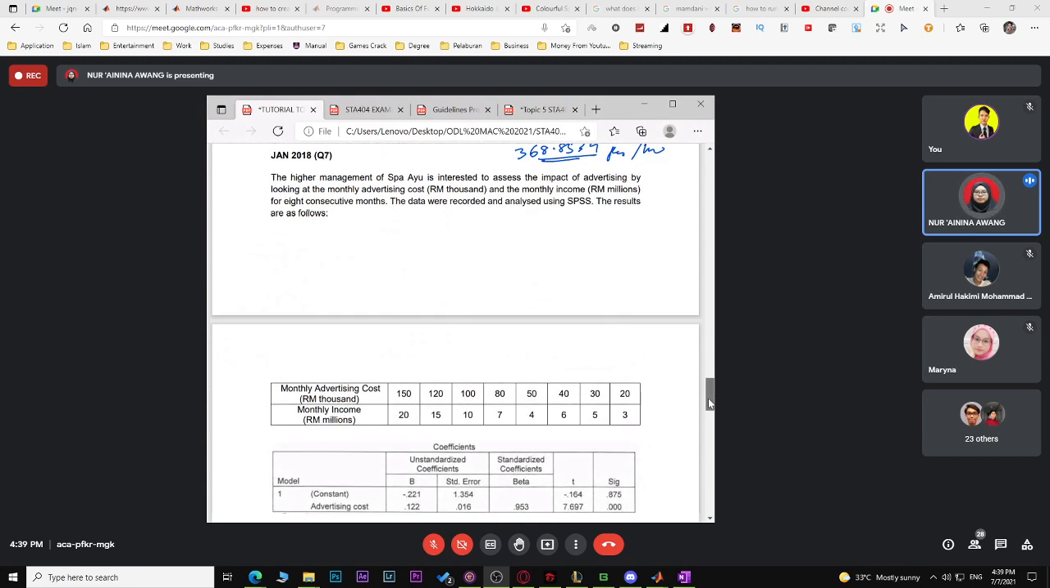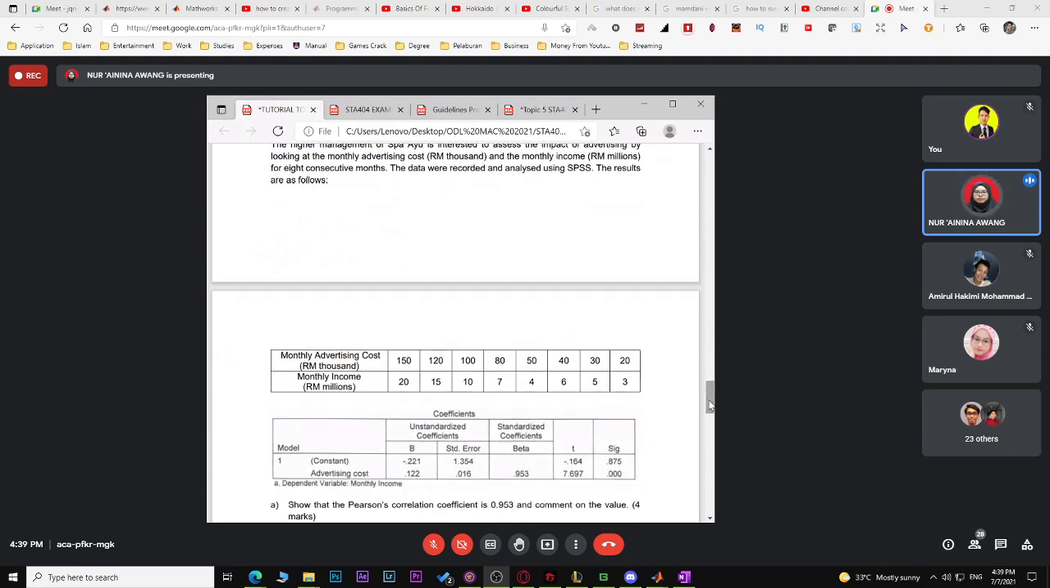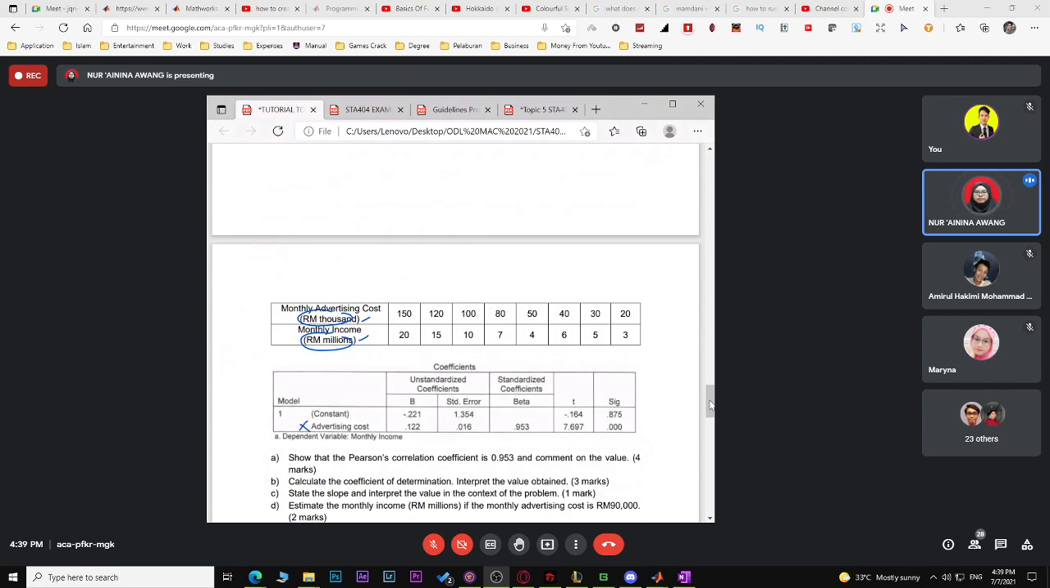So in this case, you need to be careful since both variables ada unit dia. So ini dalam thousand, ni dalam million. Okay, you kena hati-hatilah. But when you substitute the value into the calculator, if the question asks you to show, you just masukkan 150 dengan 20 sahaja. Okay. So dalam case yang ini sama, you need to check which one is your X, which one is your Y. So in this case, your X is advertising cost and your Y is monthly income. So you have your A and B and also your correlation coefficient.